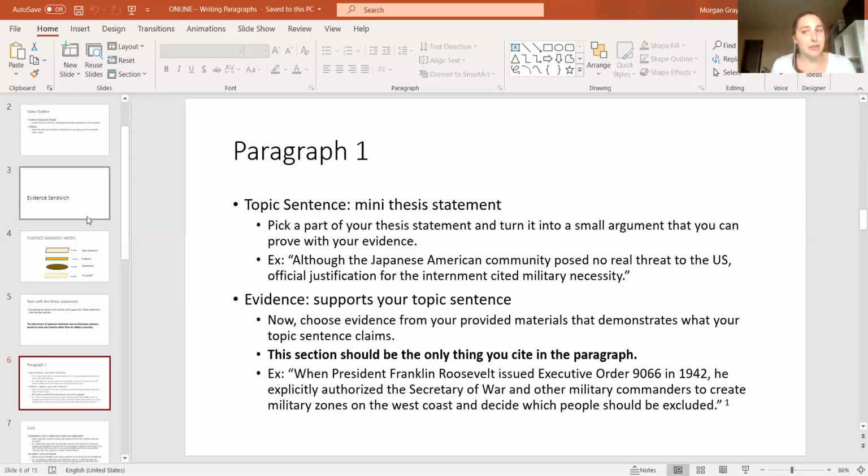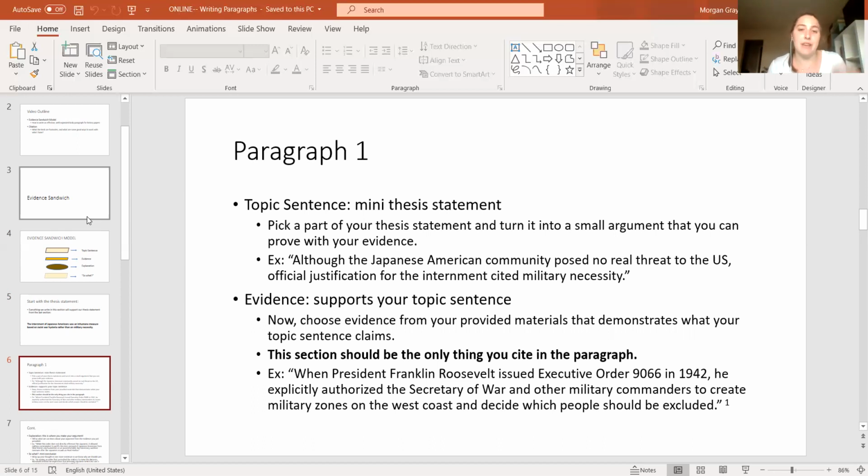Your evidence needs to support that topic sentence. You have to choose from your provided materials something that demonstrates that what you're saying is accurate. In terms of whether or not you use outside sources, that is entirely dependent upon your professors. I usually recommend only going with the classroom materials unless they explicitly say in the prompt that you're allowed to find your own. Stick with the provided ones unless you're told otherwise.